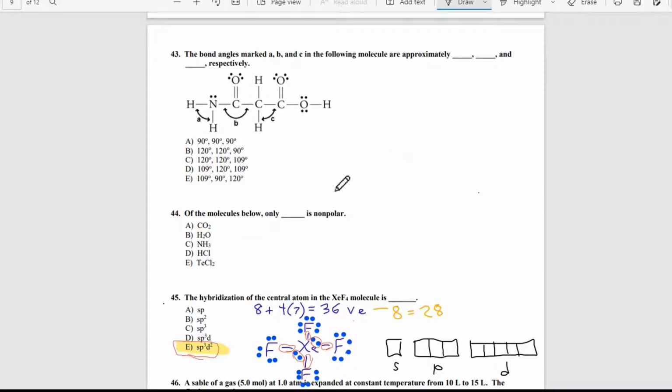What's another good one to do? I like polarity because everybody has trouble with polarity. All right. Yes?